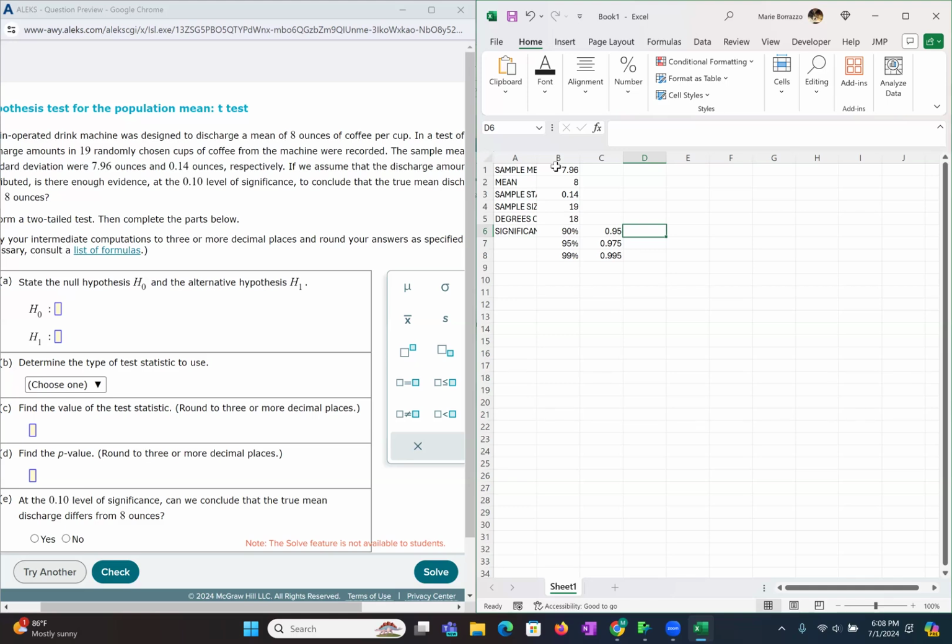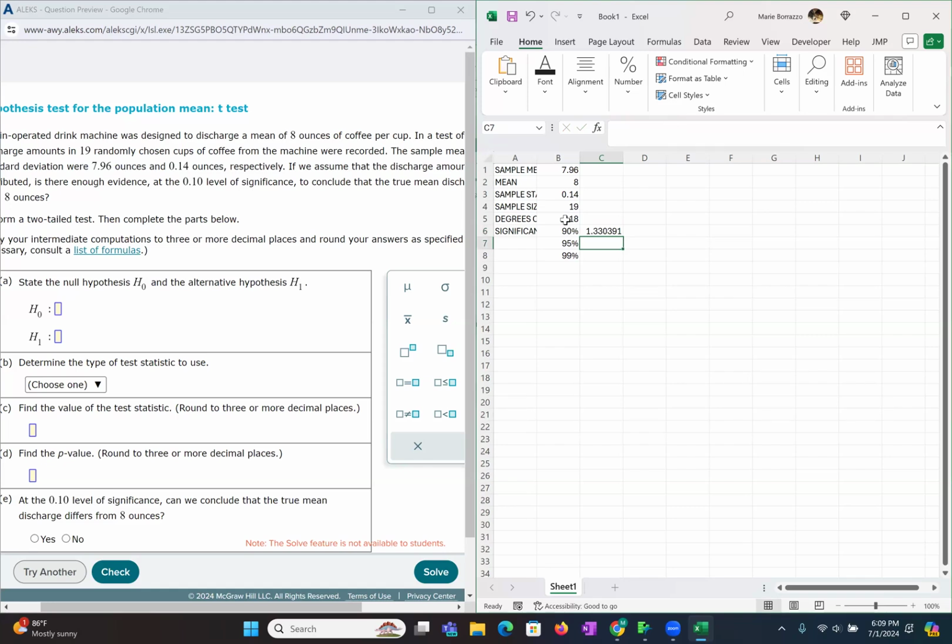Let's do the significance level here. So in this case, you're going to go equals T dot inverse, where the probability is going to be 0.90, comma, and the degrees of freedom is always going to be 18.